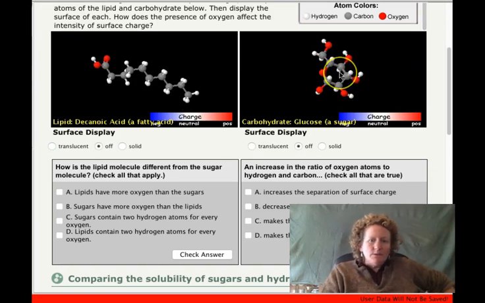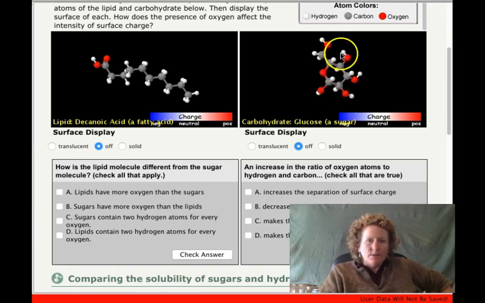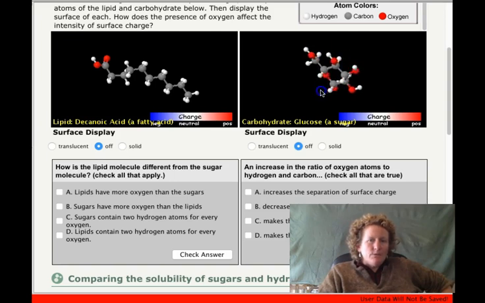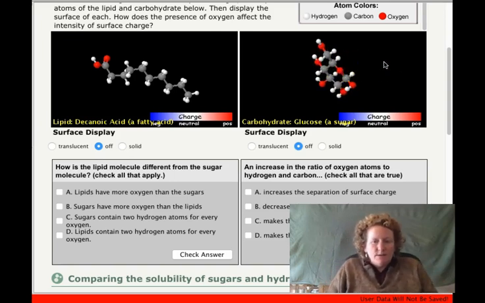So when we look at glucose here, we can see that there are 1, 2, 3, 4, 5, 6 carbons, and there are 1, 2, 3, 4, 5, 6 oxygens, so there are equal amounts of carbon and oxygen, and there's twice as many hydrogens. If we count the hydrogens, 1, 2, 3, 4, 5, 6, 7, 8, 9, 10, 11, and there's one we can't see, 12. So there's twice as many hydrogens as there is carbon and twice as many hydrogens as there is oxygen.